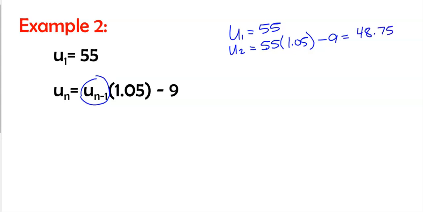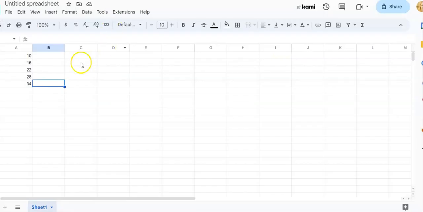Okay, the better way to do this is to use either Google Sheets or the graphing calculator. This one I'm just going to use Google Sheets. So I'm going to hop back over there, and I'm going to type in 55, which is the first term, and then equal sign, click on 55. You got to tell it you want to multiply, so you got to do Shift 8 for the multiplication sign. Then you can use parentheses or not, it doesn't matter. I'll just not use them. 1.05 minus 9. Hit enter.